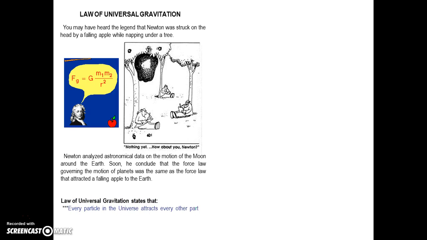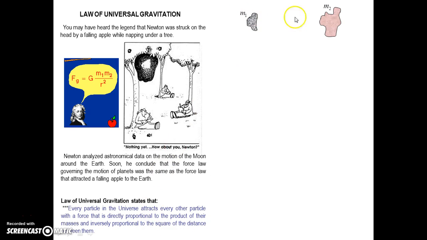The law of universal gravitation states that every particle in the universe attracts every other particle with a force that is directly proportional to the product of their masses and inversely proportional to the square of the distance between them.